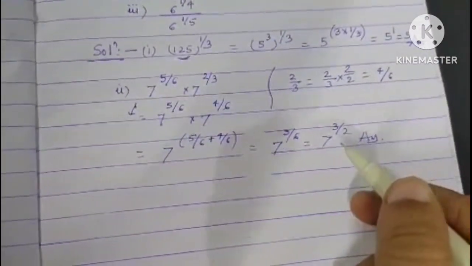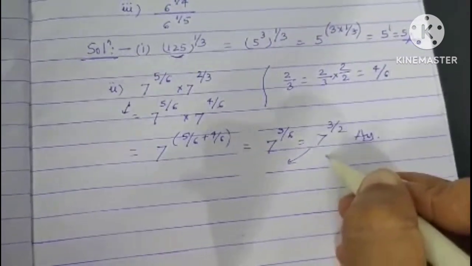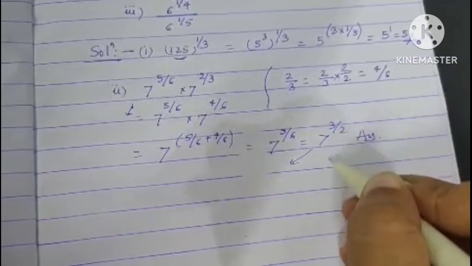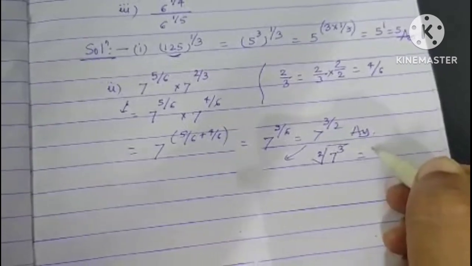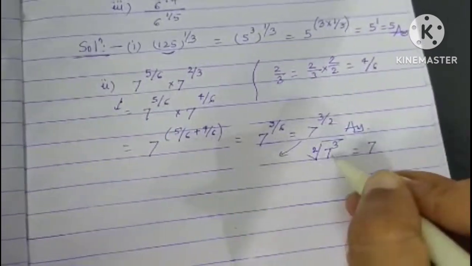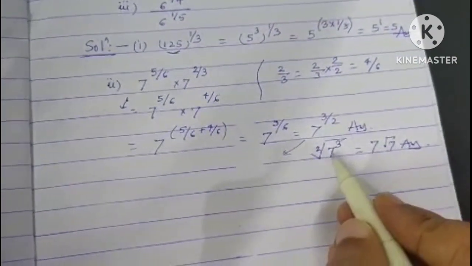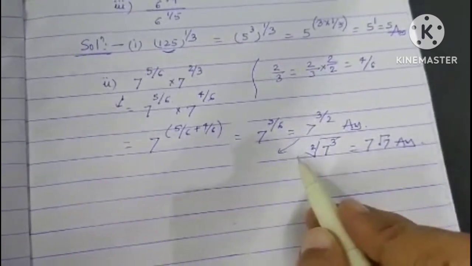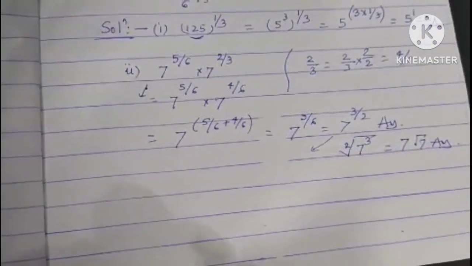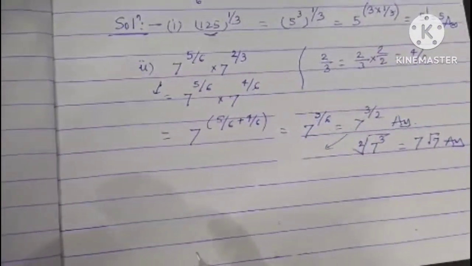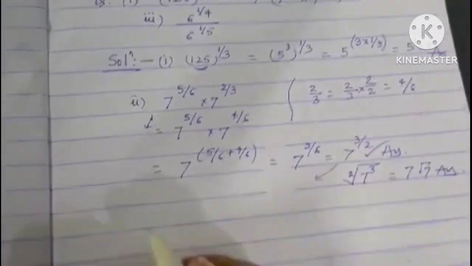Or if you don't want to leave it like this, you can further reduce it. 7 to the power 3 by 2 will be equal to the square root of 7 to the power 3. Further, if you want to do it, then 7 root 7 will be our answer, because here there are three 7s under the square root; two 7s will come out as one 7, and one 7 stays under the root, so 7 root 7 will be our answer. But you can leave it here also, I have calculated further, no problem.